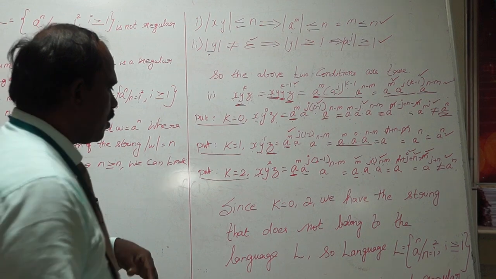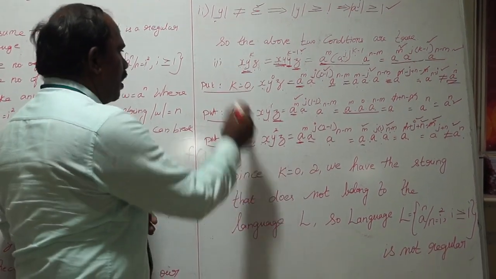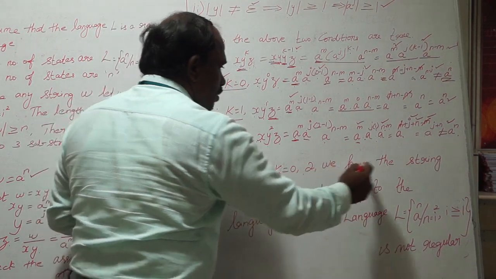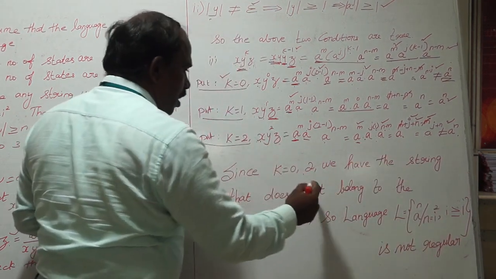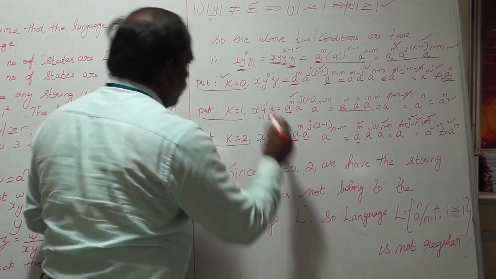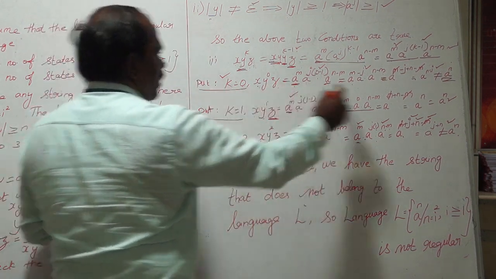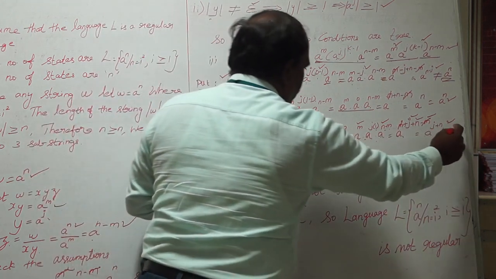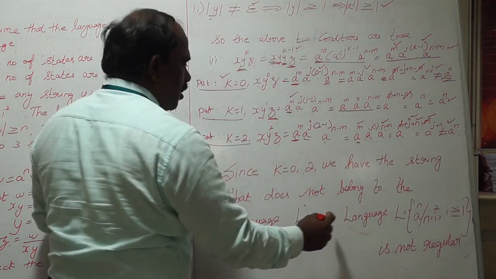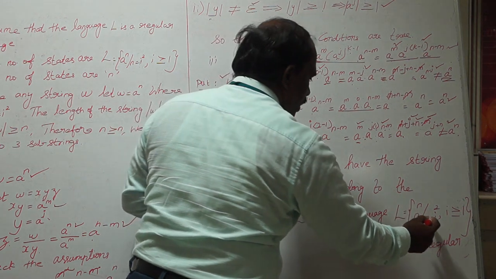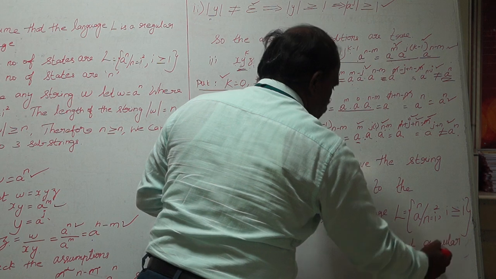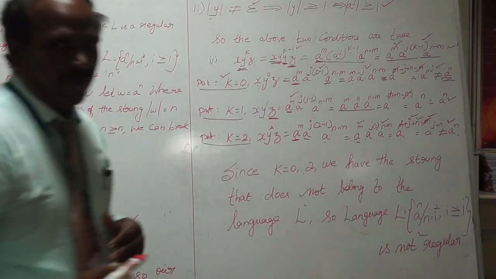Now we can conclude that since k equal to 0 and k equal to 2 give strings that do not belong to the language, the result is not equal to a^n. So the language a^n, where n equals i squared for i greater than or equal to 1, is not regular.